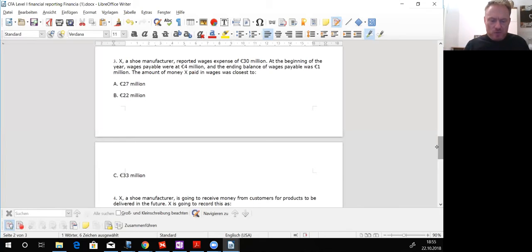And the answer, of course, if it had wages expense of 30 million, and on top of that, it paid out 3 million euros this year, it is 3 million plus 30 million, or the other way around, 30 million plus 3 million equal to 33 million euros, which is number C. Answer C is correct, and the rest is not.